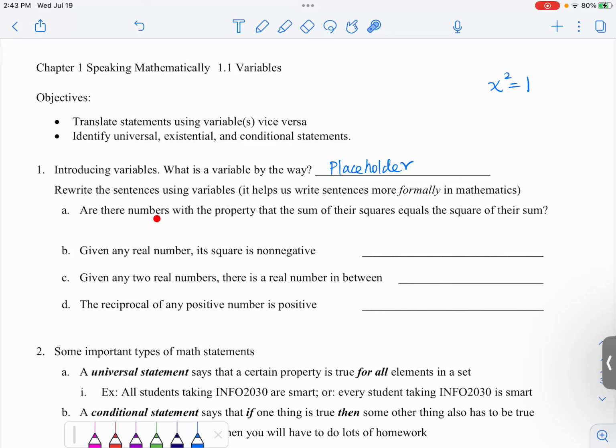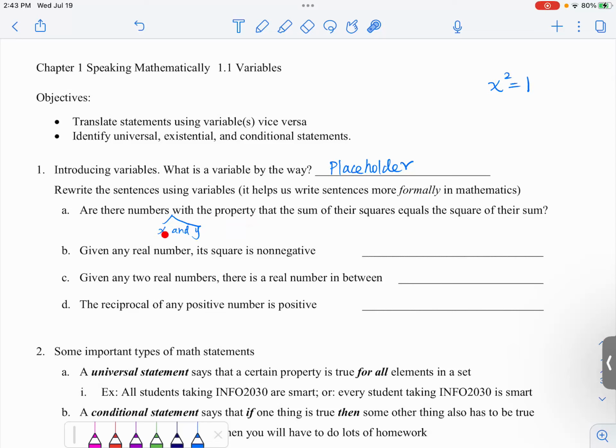So are there numbers? What are the numbers? And it seems to me there should be more than one number. I'm going to call two numbers. So are there numbers x and y? Because I smell that there's more than one, so I'm going to call two. And with the property that the sum of their squares equals the square of their sum. This statement doesn't explicitly say how many numbers, but I feel like implicitly 2 is enough to represent the idea. So that's why I picked 2.